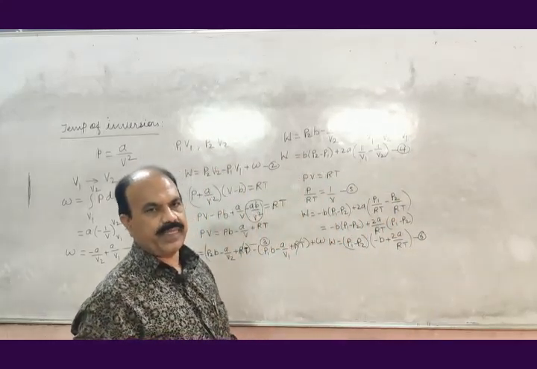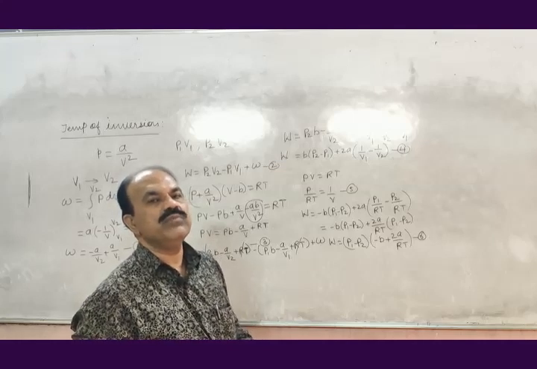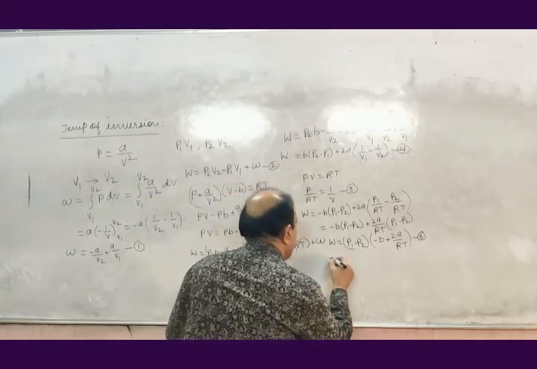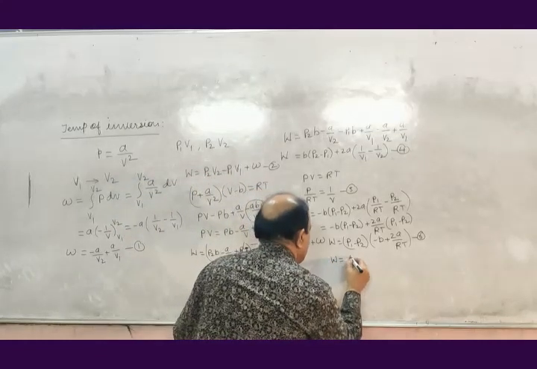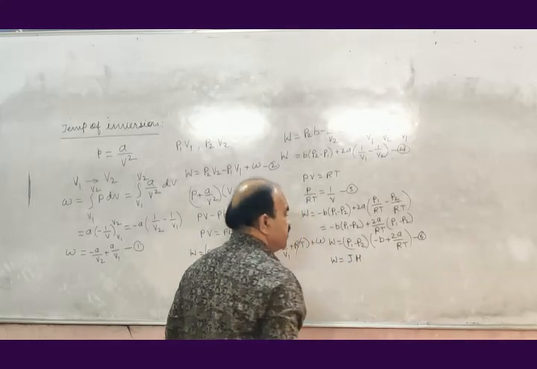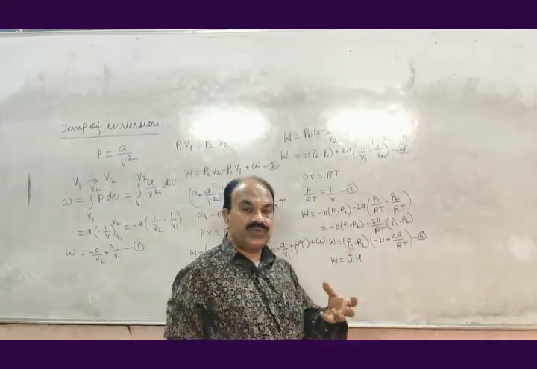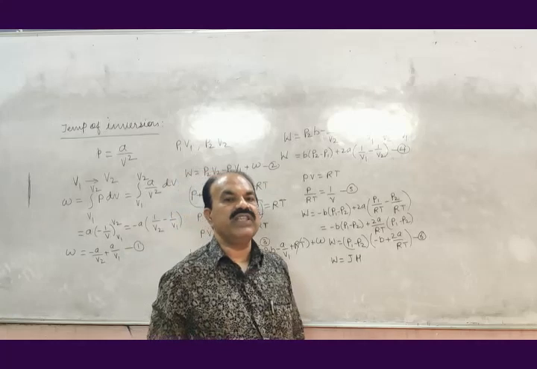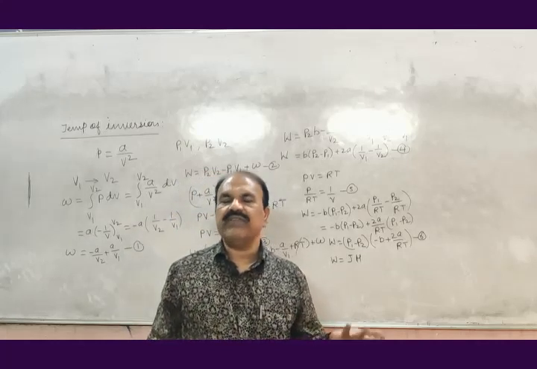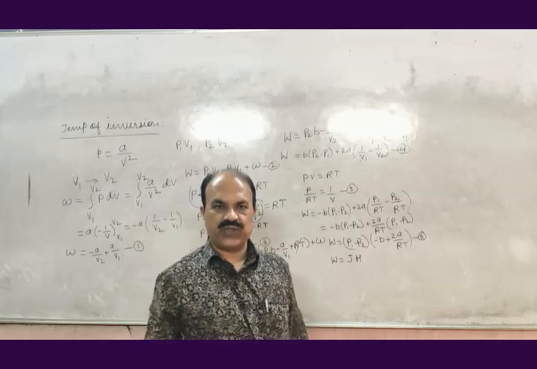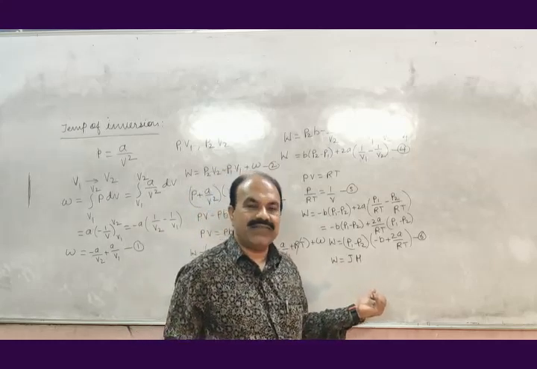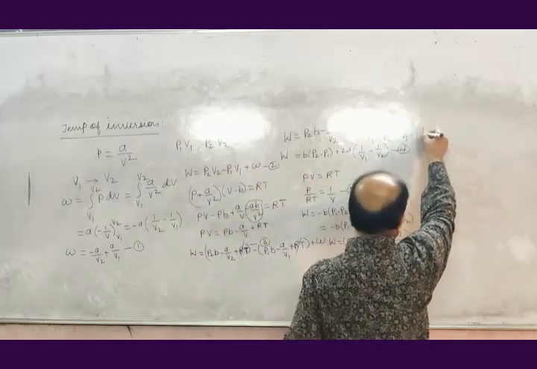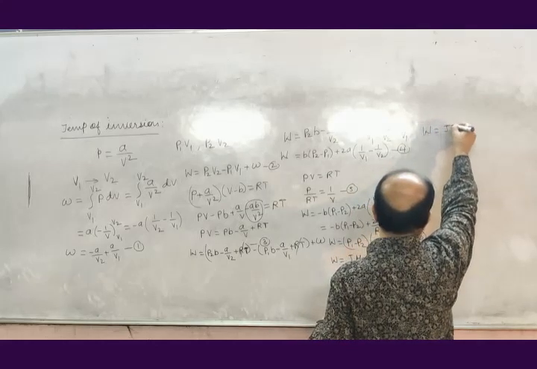Equation number 6. When we change the volume of a gas, the work done is also given by this formula. W is equal to JH. H is heat absorbed or heat given out, depending on whether the process is endothermic or exothermic. J is joules equivalent of heat. This is further written as W is equal to J.